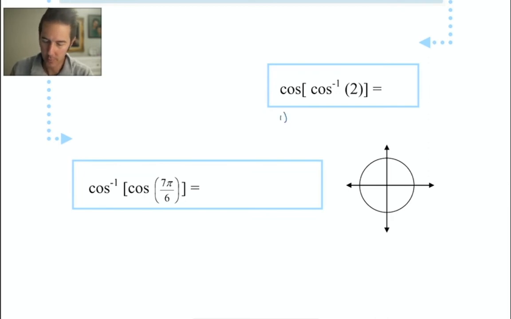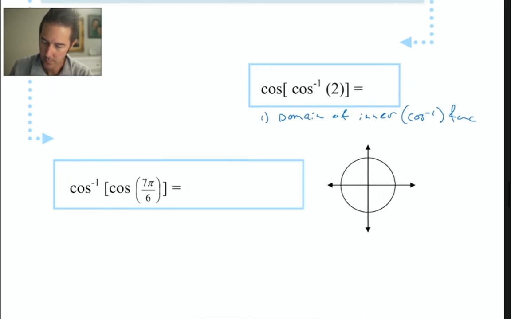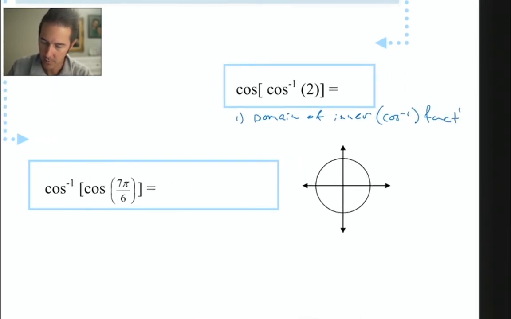Step 1 maybe was: domain of the inner function, which in this case was the cosine inverse function. I ran out of space, so I'm writing function. And there needs to be a question mark at the end of that. What's the domain of the inner inverse cosine function? And then I said the domain of cosine inverse is the range of the cosine function.